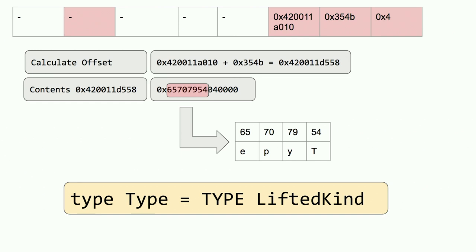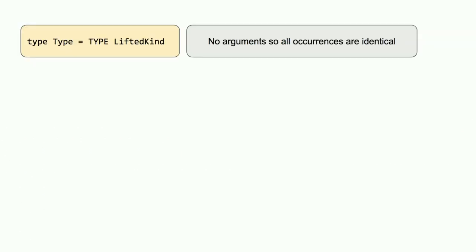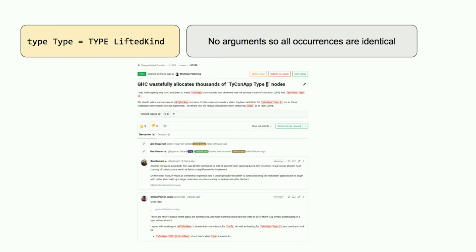So 28,000 of these allocations are type applied to the empty list. Type has no arguments, so we have 28,000 identical occurrences of the same closure on the heap, which we just don't need to have. They're all the same. Why are they not shared with each other? So I made this ticket, which is GHC wastefully allocates thousands of type nodes.